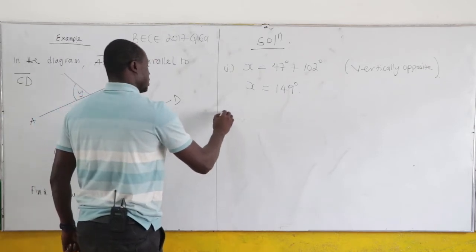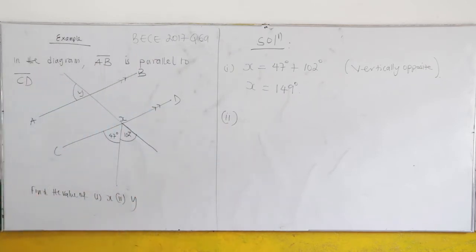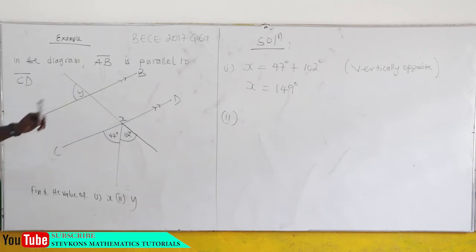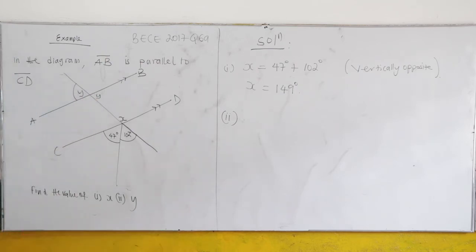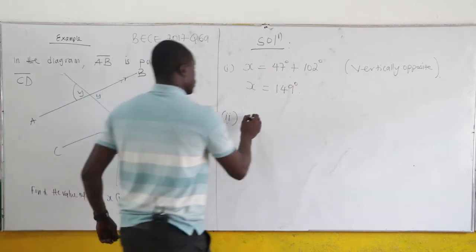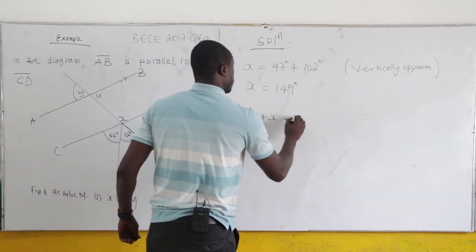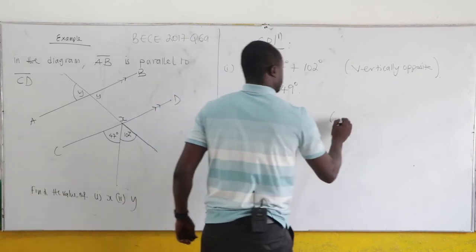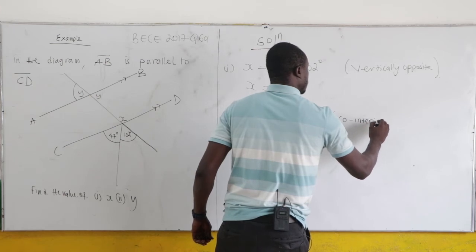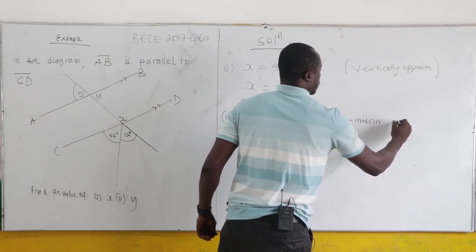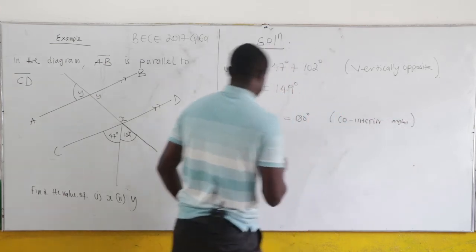Now, let's see the second one. The angle here, y, is vertically opposite to the angle over here. So y is the same over here, and then I can say this plus this equal to 180. So y plus x equal to 180 degrees. That is co-interior angles. Co-interior angles add up to 180.